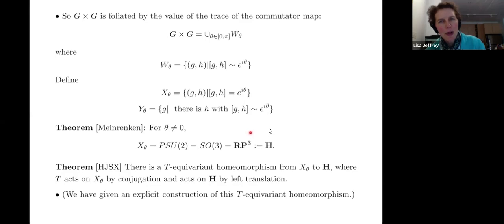This argument, however, gives a homeomorphism to SO3. It doesn't actually give an equivariant homeomorphism, equivariant with respect to the action of the maximal torus. So that is one thing that we did in our paper. We established that there is a T equivariant homeomorphism from X theta to SO3. Here, T acts on X theta by conjugation of the G and H, diagonal conjugation, and it acts on SO3 by left translation. And we will need to use the fact that this homeomorphism is equivariant.